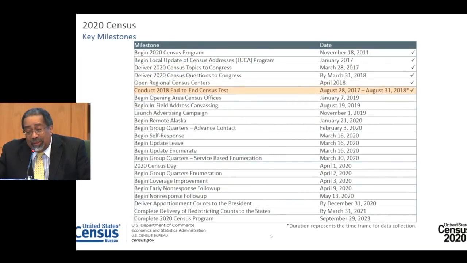I show this slide to give you a good snapshot of where we are with our major key milestones on the road to 2020. As you can see from the highlighted row, it shows that we have conducted the 2018 end-to-end census test. Now, while there are still future deliverables from this test, namely producing a prototype of the geographic and data products, we have successfully completed the peak operations phase of data collection.